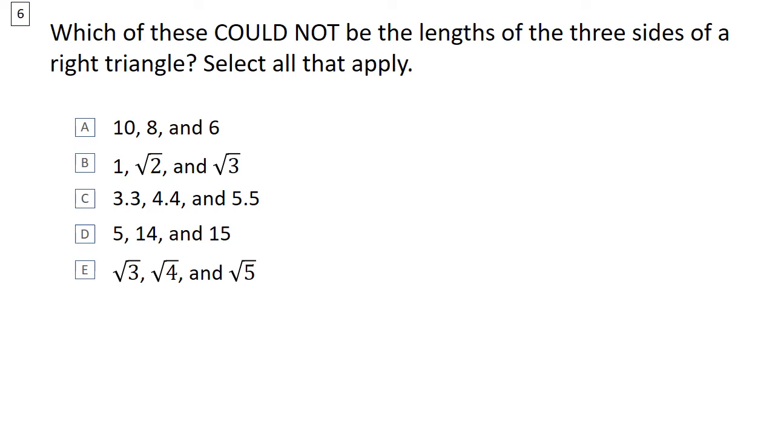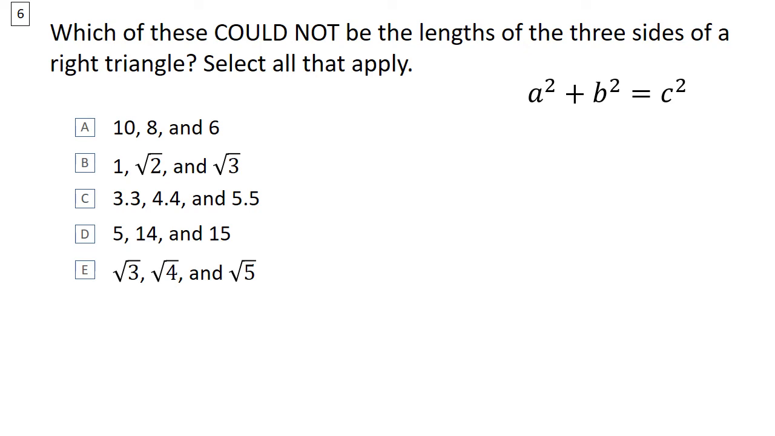Number 6, which of these could not be the lengths of the 3 sides of a right triangle? Select all that apply. So basically this is 5 little true-false questions or 5 yes or no questions. And the way we decide if it's yes or no is we put them into, well, the formula we have for working with sides of a right triangle is the Pythagorean theorem. A squared plus b squared equals c squared. Make sure your c is the biggest side.